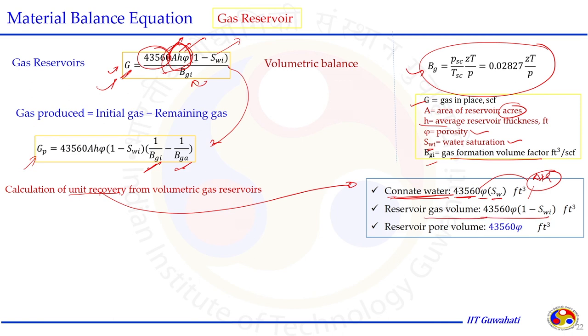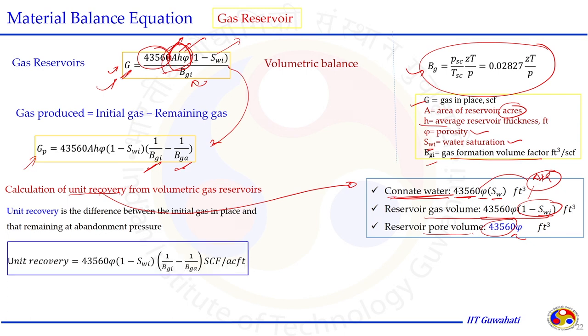Similarly, for the gas volume, we are considering only gas and water present in the reservoir. Hence 1 minus initial water saturation is equal to the gas saturation, and we can get the value of the reservoir gas volume. Similarly, for the pore volume, with the numerical factor, just multiply by the porosity of the reservoir and we get the reservoir pore volume. So the unit recovery is the difference between the initial gas in place and that remaining at the abandonment pressure conditions. The unit recovery can be expressed in this form per unit area, here you can say per acre-foot. That's why A and H are not appearing here. This expression can be used to get the unit recovery from the gas reservoir.